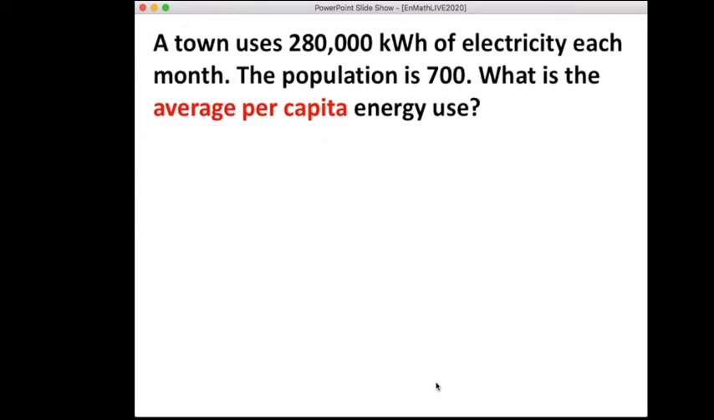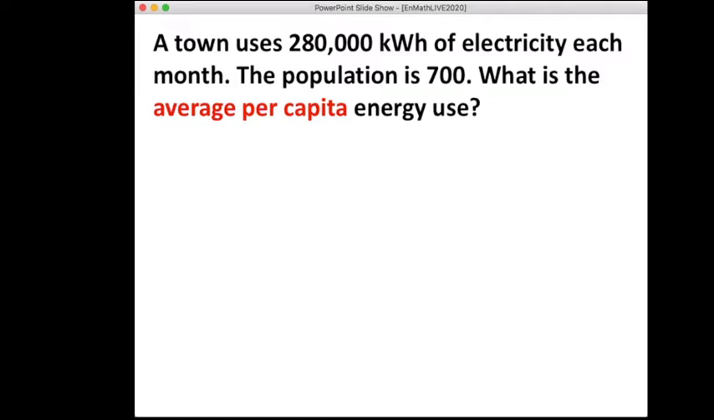I wanted to throw a couple more problems at you as we're wrapping up electricity today. So here's one that I think is pretty easy, but I've had kids miss it in the past. A town uses 280,000 kilowatt hours of electricity each month. The population of the town is 700 people. What is the average per capita energy use? The only thing that I've seen kids mess up before is they don't know what per capita means. Now, I know a lot of you do know that answer. Per capita is per person.